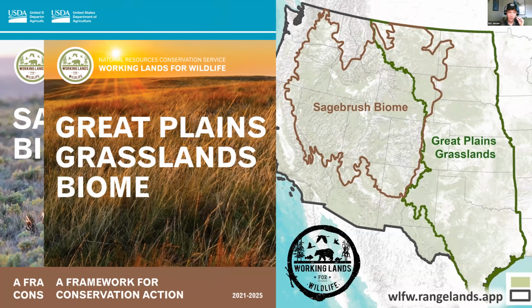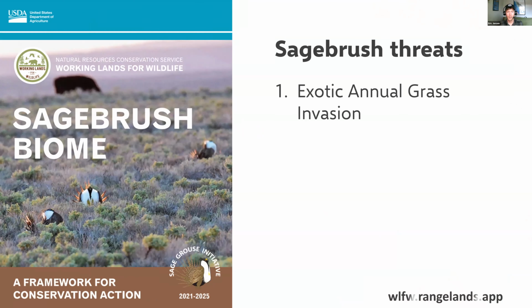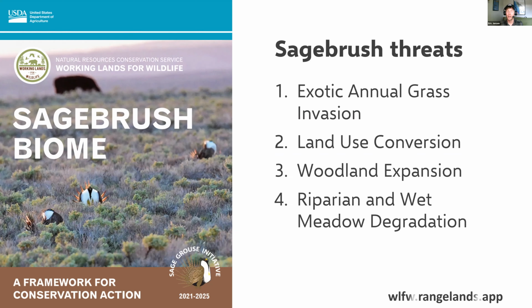These are frameworks for conservation action, and the one most relevant to you will be the sagebrush biome. This is a threat-based framework, and the threats really closely align with your priority areas. What's nice about this website, wlfw.rangelands.app, is that it draws heavily on the RAP. So you can refer to it to think about how RAP data applies to the resource issues you're trying to deal with. I encourage you to check out that website.